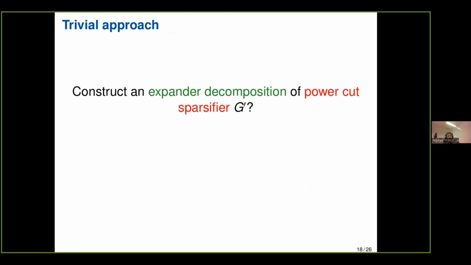So if one were to think about how to construct an expander decomposition in dynamic streams, one could try the following approach. Just compute the power cut sparsifier G prime and construct an expander decomposition with it, hoping that because with high probability this expander decomposition can be verified as a power cut sparsifier, then it would be an expander decomposition of the original graph.